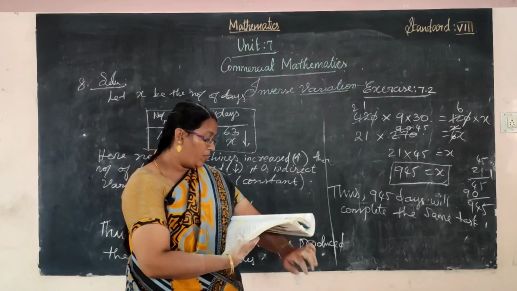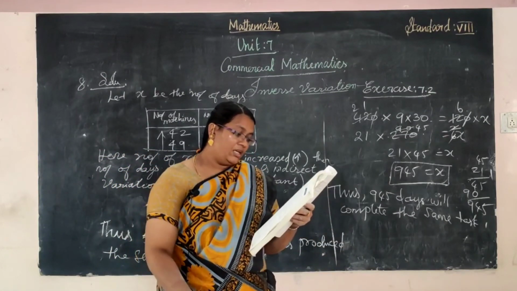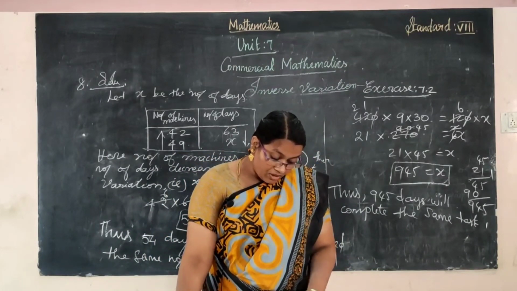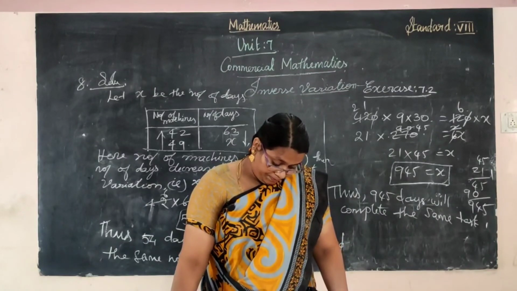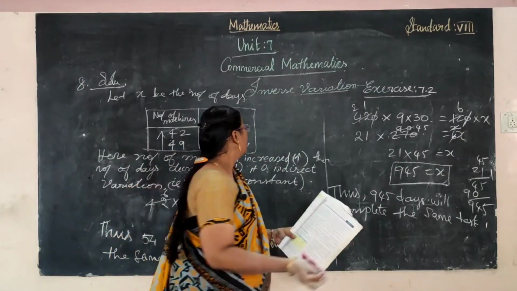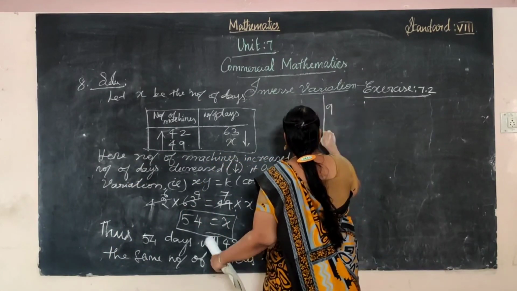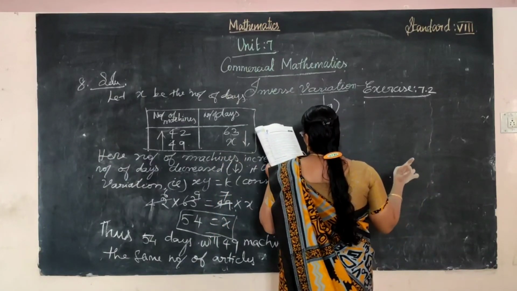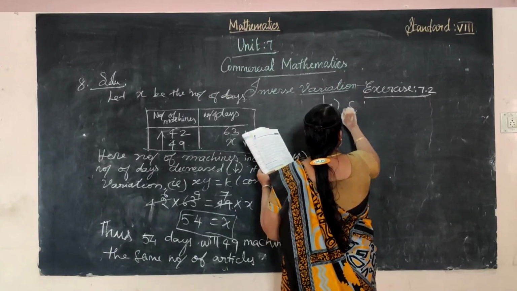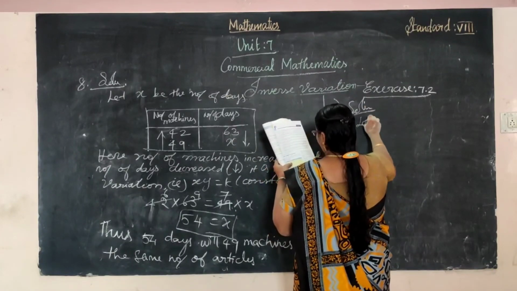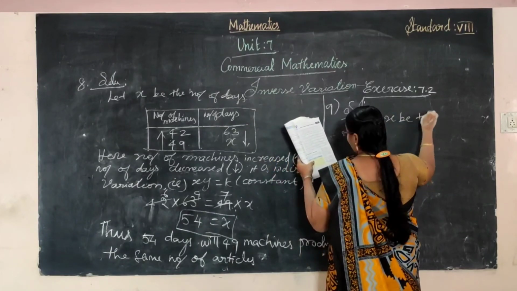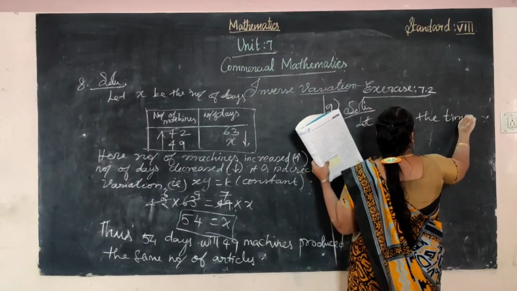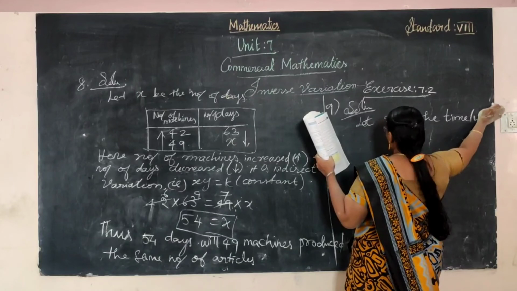Okay, and the final problem: a tank can be filled by 7 pipes in 36 minutes. How much time will 3 pipes take to fill the tank? So the easiest one, the final problem, the 9th one. Let x be the time. Time in hours or minutes? Minutes.